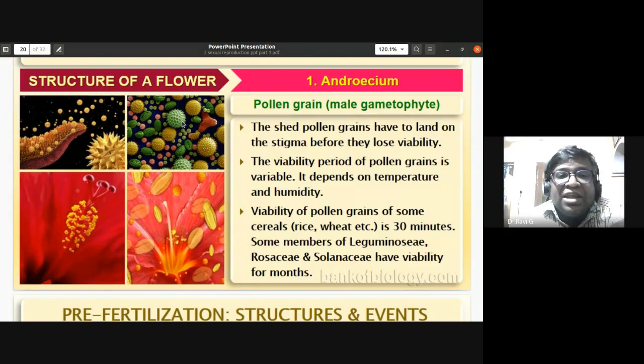The viability period of pollen grain is variable. It depends on the temperature and humidity of that particular day. So the viability or the fertility of the pollen grain depends on temperature and humidity.